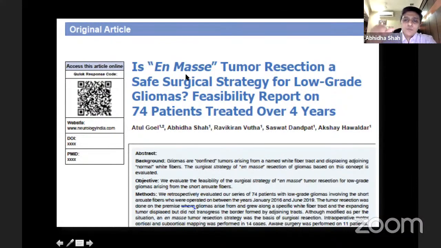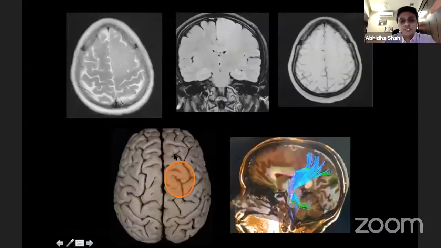Based on this understanding, this is a recent concept that has been proposed by Professor Goel, an en-masse tumor surgical resection for low-grade gliomas. And I will show you several videos on this subject, how we are operating on these tumors. So of course, while operating, you have various adjuncts. You have the sonography, you have the neuronavigation, DTI, intraop MRI. These are all adjuncts to your surgery. The basic necessity is anatomy. If you know your anatomy, you will be able to perform a good surgical resection.